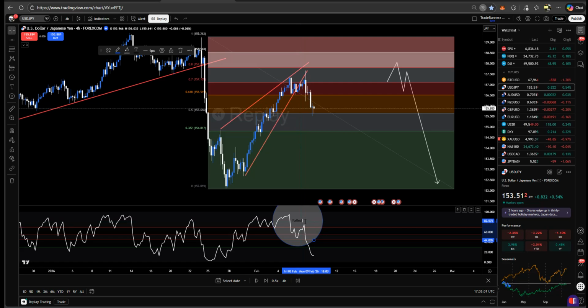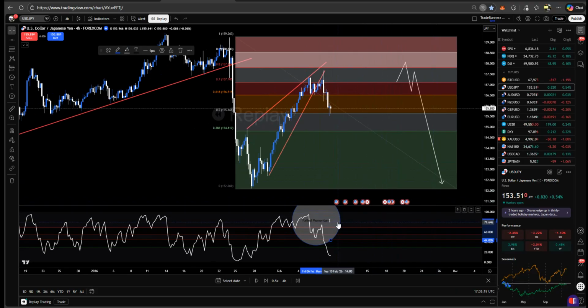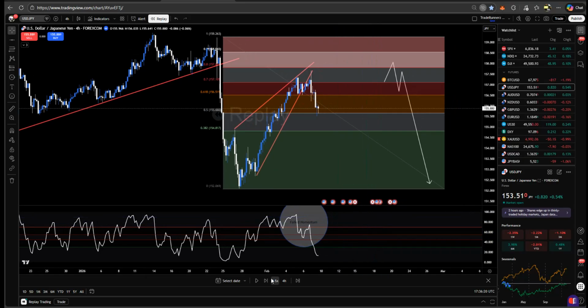Now you can look for failed momentum on any time frame, depending on which pair you trade. So okay, I was looking for the failed momentum and I got it right there. And let's see, does it continue on?